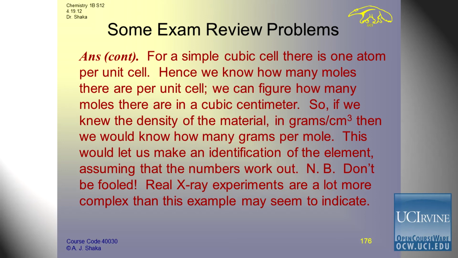So we can figure out how many moles there are in a cubic centimeter. If we then knew the density of the material in grams per cubic centimeter, then we would know how many grams there are per mole. And that lets us, of course, identify the atom. Because we know the grams per mole, we just look over at the periodic table, and that's all we need. This is very true: real X-ray experiments are a lot more complex than this. Nobody takes crystal structures of things that are just one element anymore. They're incredibly complex.